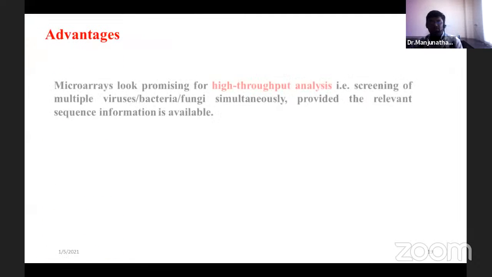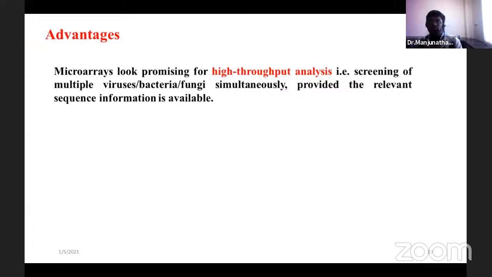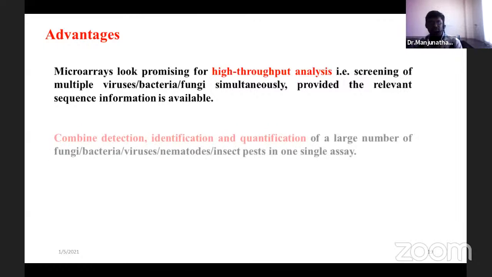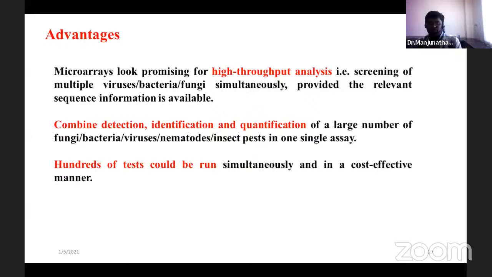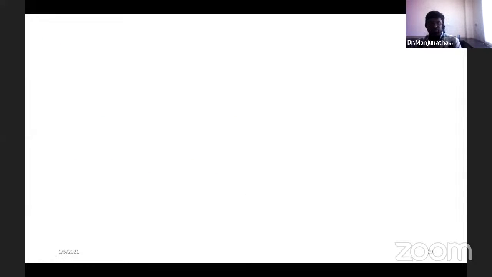The major advantage of these microarrays is high throughput. At a time, you can use a bulk number of samples. That means you can screen for multiple viruses, bacteria, fungi simultaneously, provided the relevant sequence information is available in that DNA microarray. Combined detection, identification, and quantification of a large number of fungi, bacteria, viruses, nematodes, insects present in a single sample. As I mentioned, hundreds of tests could be run simultaneously, and it is very cost effective.